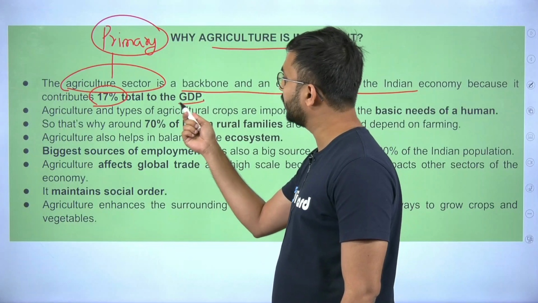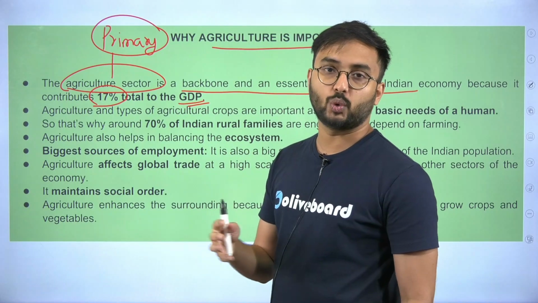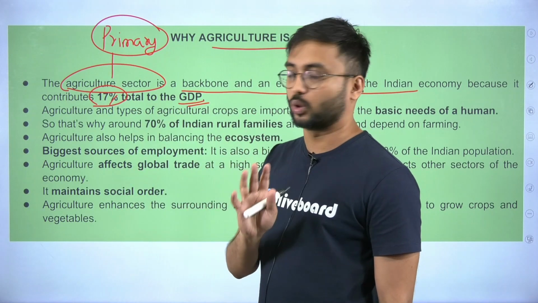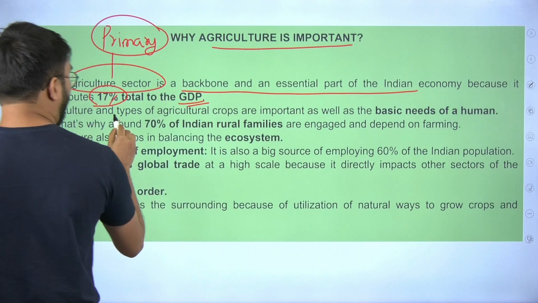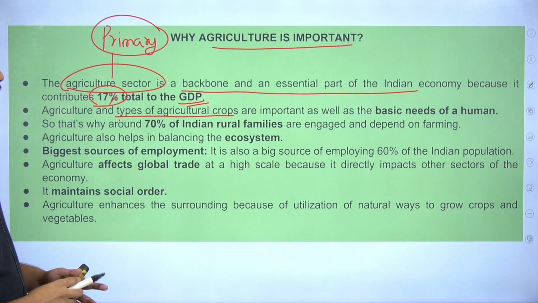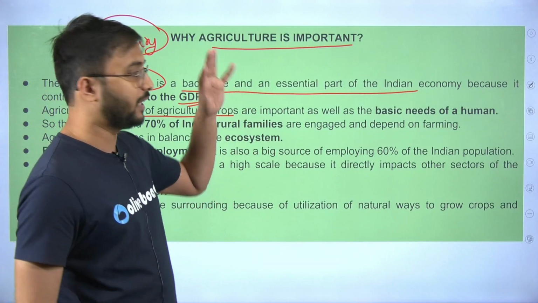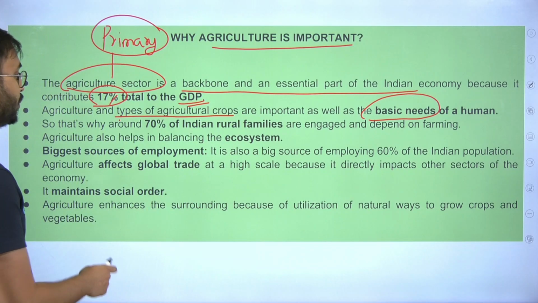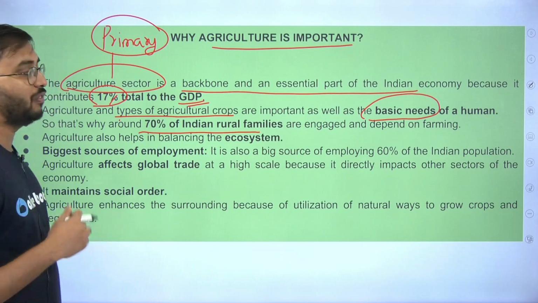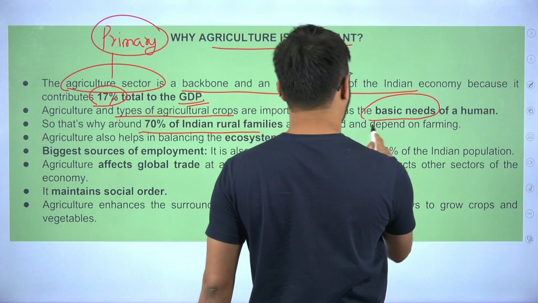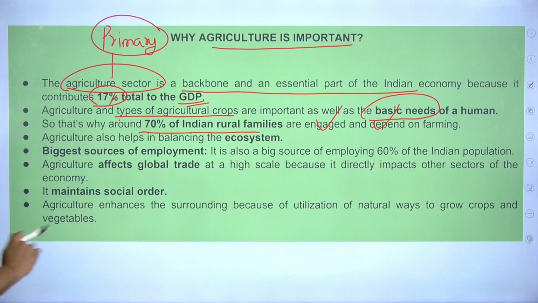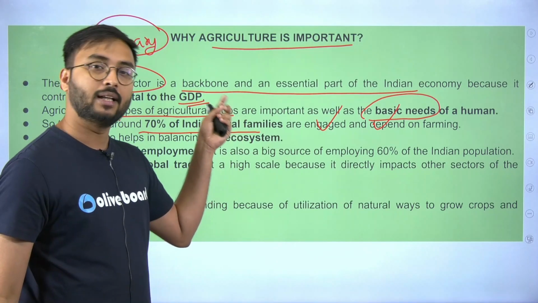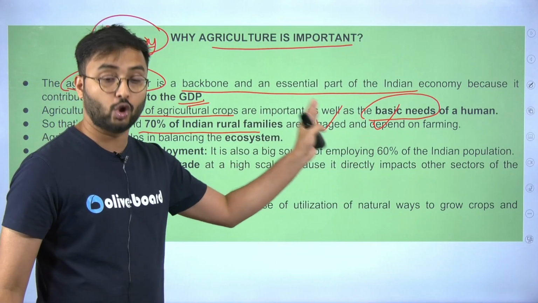Gross domestic product is nothing but how much total production you are doing in your geographical area. Out of that, 17% comes from agriculture only, which is a significant number. Agriculture and types of agricultural crops are essential not only from an economic point of view, but also they act as a basic need of human beings. Other than that, 70% of Indian rural families are directly or indirectly engaged and dependent on farming and agricultural activities. If you add allied activities, the number goes beyond, close to 84%.